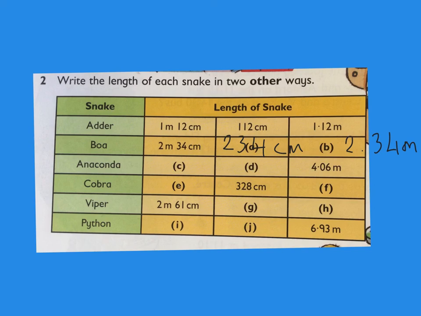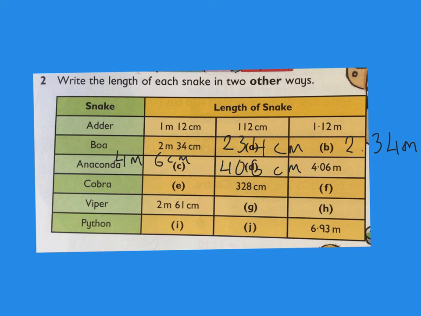So in this next question, you have to work backwards. So it's 4.06 meters. Now that's fairly easy when you're converting that into centimeters only, because you just need to remove the decimal point. So it becomes 406 centimeters. And then in meters and centimeters, it is 4 meters and 6 centimeters.